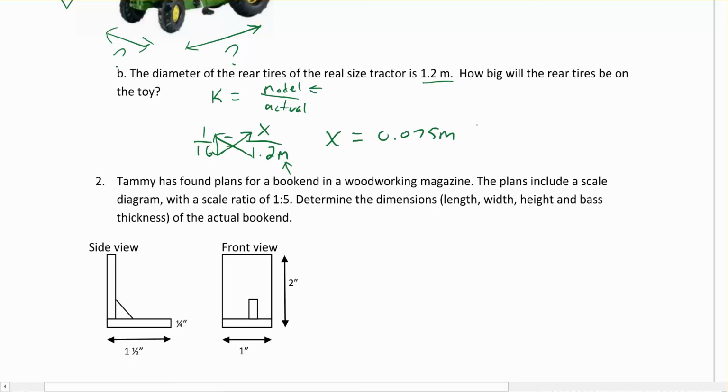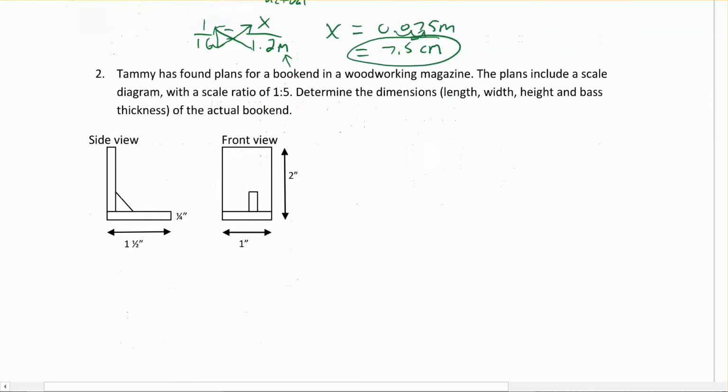That's not a very handy way to think about it, so I'm going to rewrite this as centimeters instead of meters. You move the decimal place 2 times over to go from meters to centimeters, because there's 100 centimeters in 1 meter. Or you can multiply by 100, that's another way of thinking about it. So that would be 7.5 centimeters. All right, moving on.